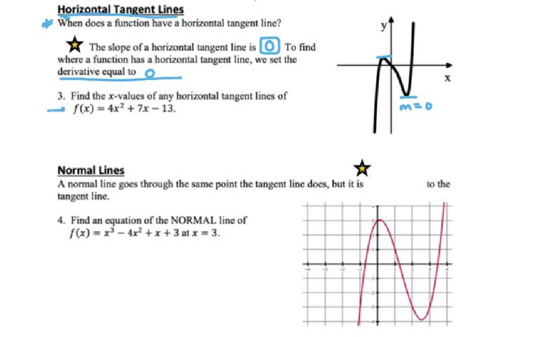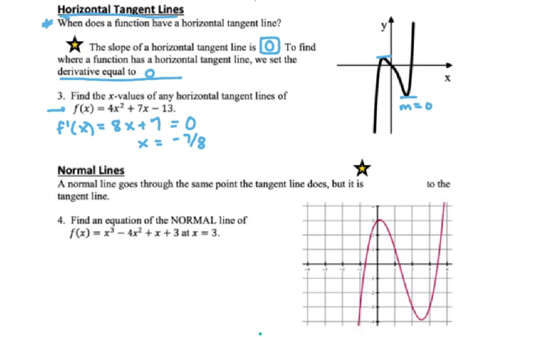So first we're going to find the derivative using the power rule. We're going to then set that equal to 0, solve for x, and it's when x is equal to negative 7/8.